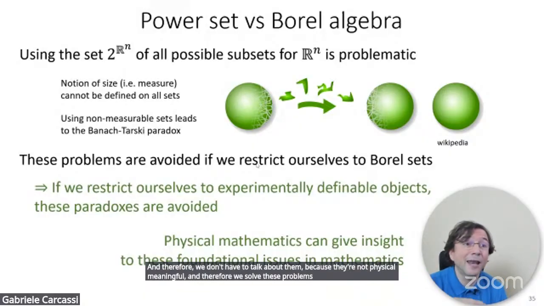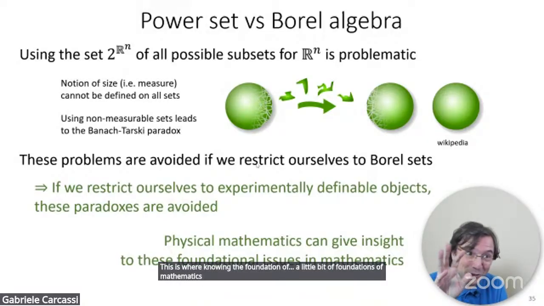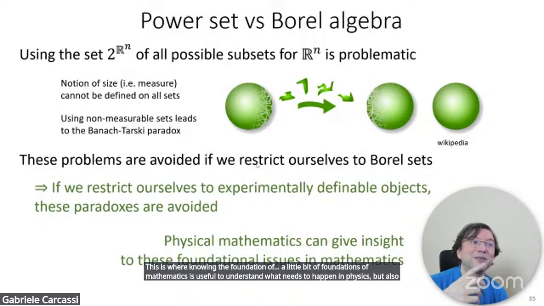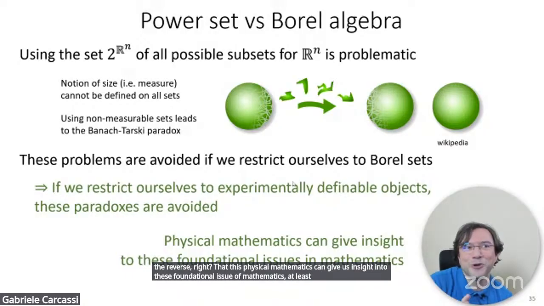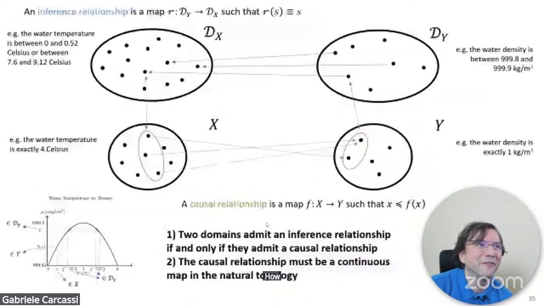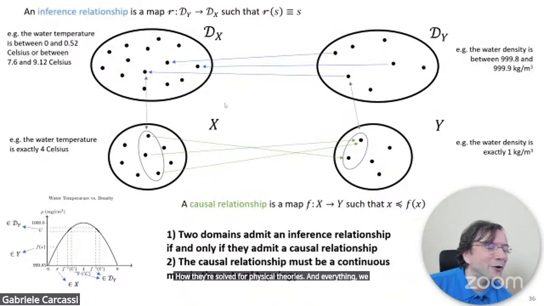So again, this is where knowing a little bit of the foundations of mathematics is useful to understand what needs to happen in physics, but also the reverse, right? That this physical mathematics can give us insight into these foundational issues of mathematics, at least how they're solved for physical theories. Another thing, we're running out of time, so I have to be quick.